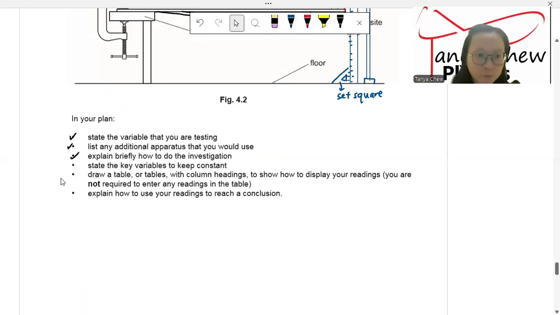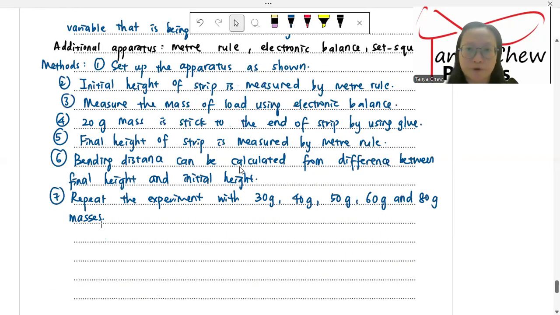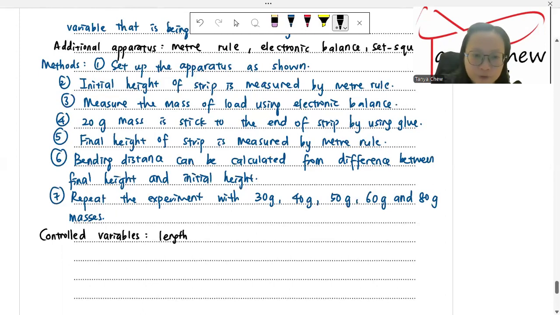And the next one is take the key variables to keep constant. That is the controlled variable. I'll write it down as controlled. They are all variables, the ones that we can vary. It's just that during the experiment, we want to keep all these variables constant. I state that length of the strip remains the same. You do not increase the length of the strip, or you do not shorten the length of the strip. Or maybe diameter of strip.